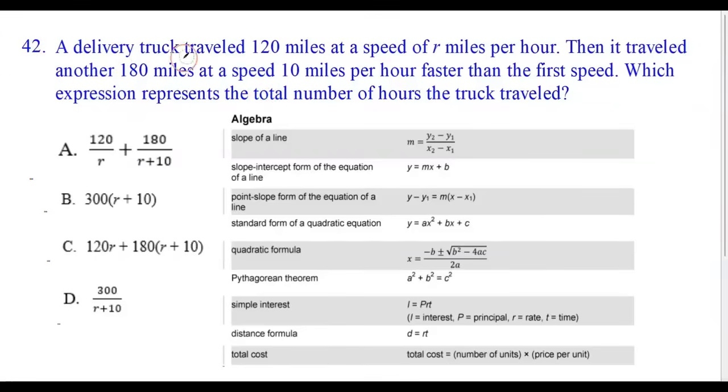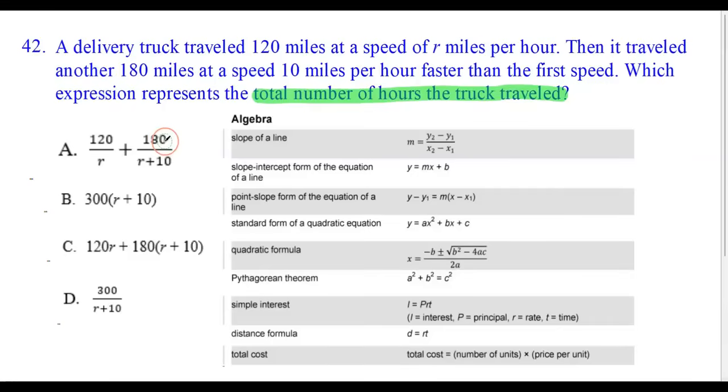Question 42. A delivery truck traveled 120 miles at a speed of r miles per hour. Then it traveled another 180 miles at a speed of 10 miles per hour faster than the first speed. Which expression represents the total number of hours traveled? I'm going to highlight the final question. Total number of hours traveled. That's what I'm trying to figure out.